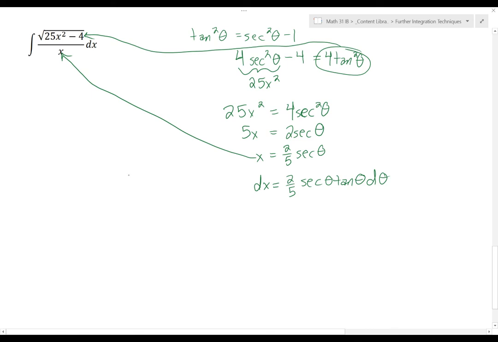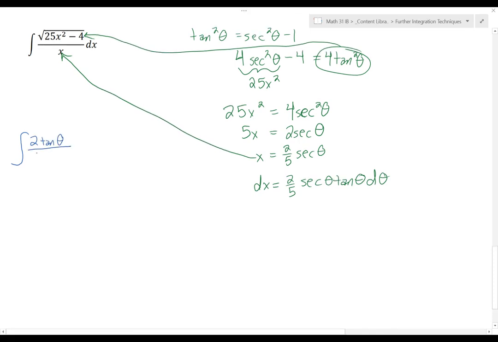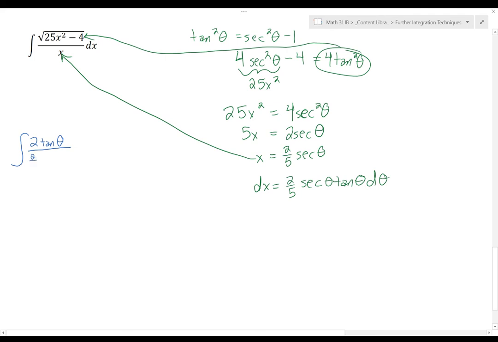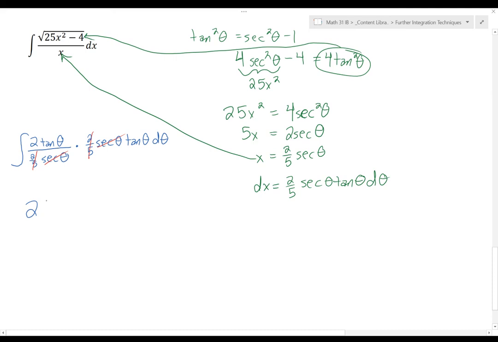All right, so now my integral is the square root of 4 tan squared theta, so in other words, 2 tan theta, over 2/5 secant of theta, times 2/5 secant theta tan theta d theta. Okay, well, right away it gets better because stuff cancels. So now what I have is 2 times the integral of tan squared theta d theta.